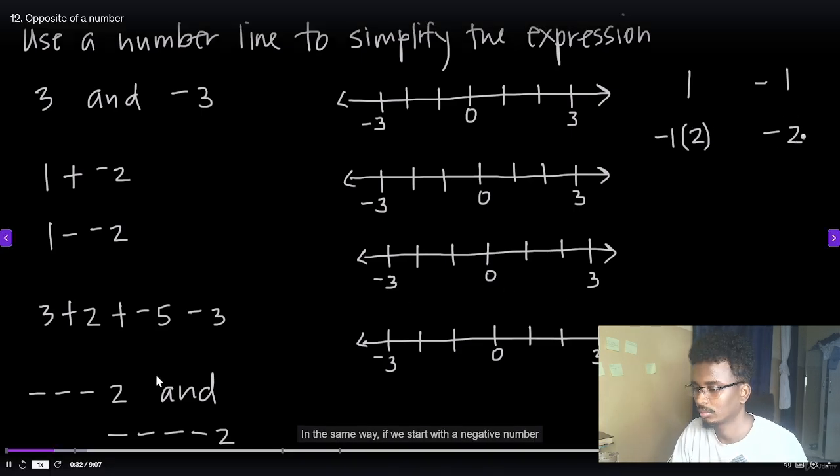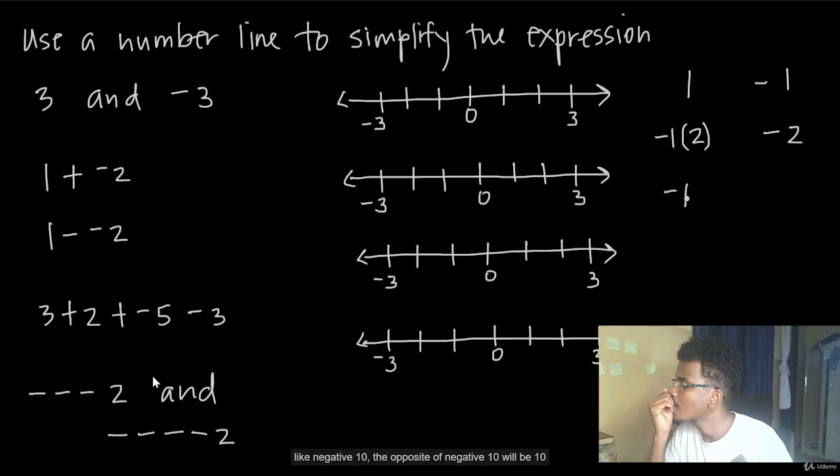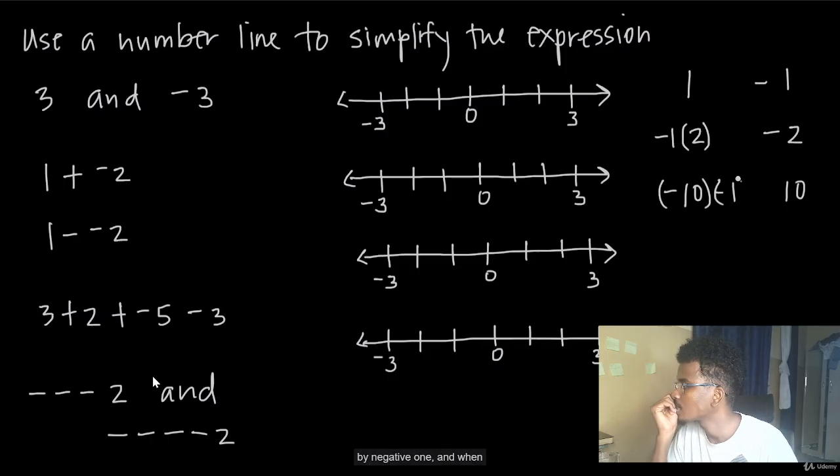In the same way, if we start with a negative number like -10, the opposite of -10 will be 10, because we took -10 and multiplied it by -1, and when we multiply these two negative numbers together, they cancel with one another and we get a positive 10. So the opposite of -10 is positive 10. Now we can use number lines to better see why this is the case. We're going to use number lines to simplify some of these expressions.